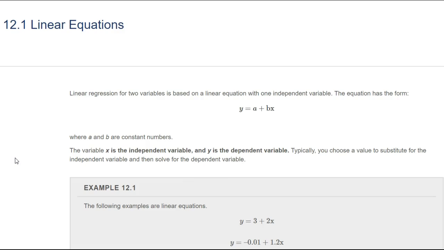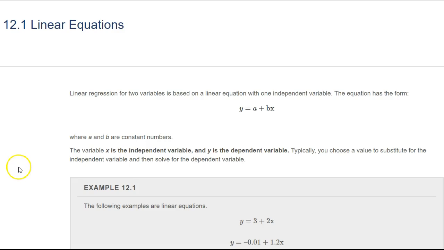Linear regression is just a line. Remember the good old y equals mx plus b? That's all we're dealing with. We are going to call the variables a little bit something different: y equals a plus bx. But you can still think of it as y equals mx plus b. It doesn't matter what letters you use. It's still the equation of a line. Our x is our independent variable and y is our dependent variable. And typically we choose our x values to plug in and then find our y.